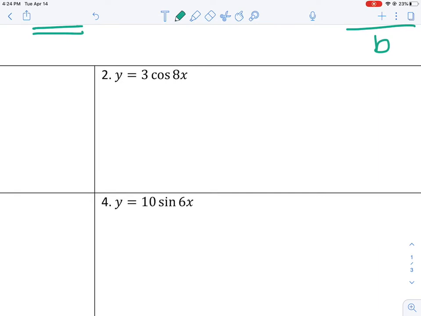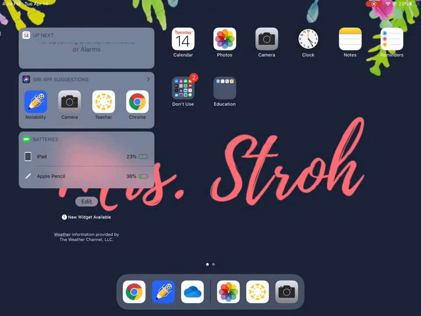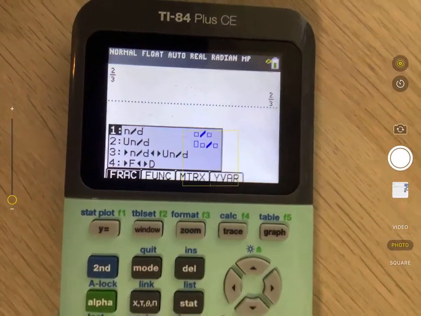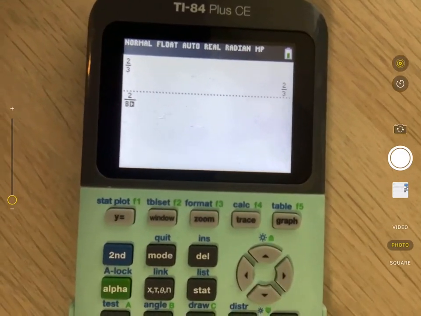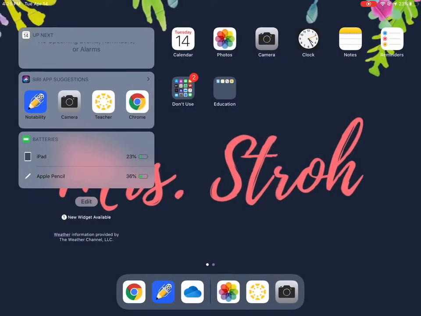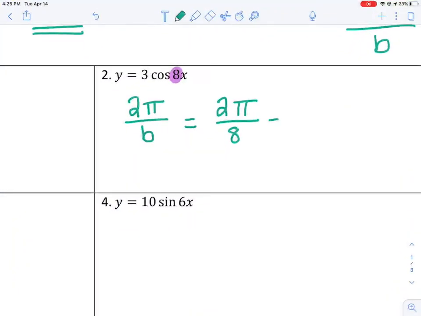Again, to do your period, we do 2 pi over b. In this case, my b value is 8. So 2 pi over 8. Again, we're going to put this fraction into our calculator, and we're going to see if this can be simplified. So I'm going to do alpha y equals again. I'm doing 2 over 8. And that simplifies to 1/4. So I want to show you how I want you guys to write this. This simplifies to 1/4, so it's really 1 pi over 4.